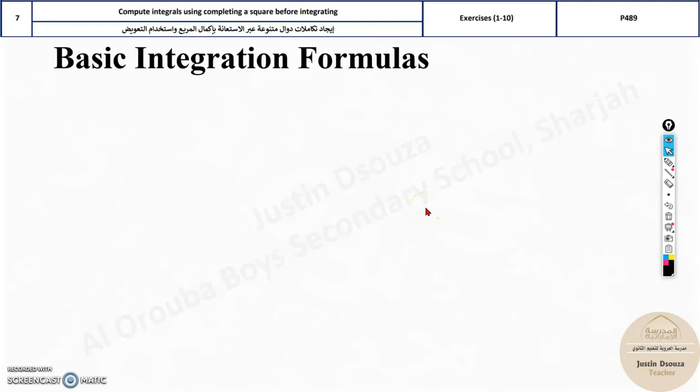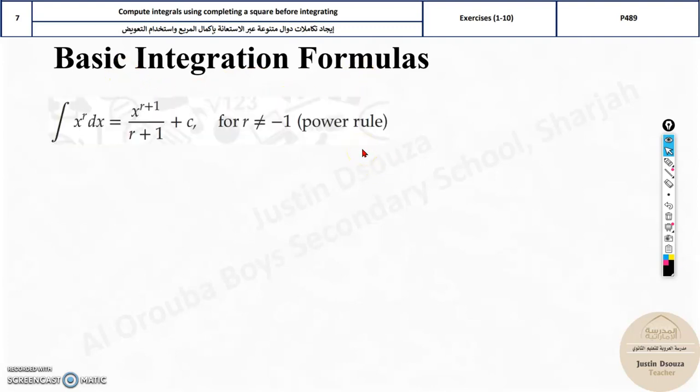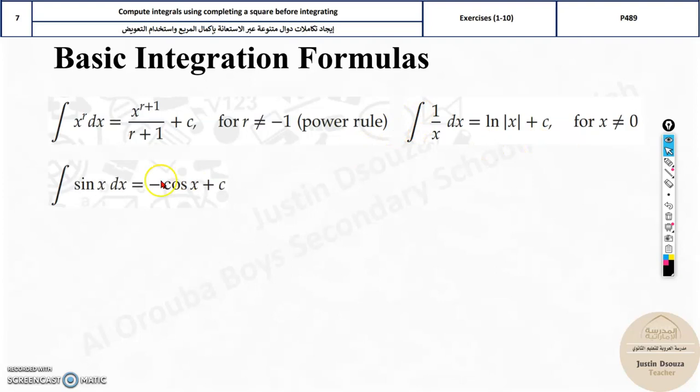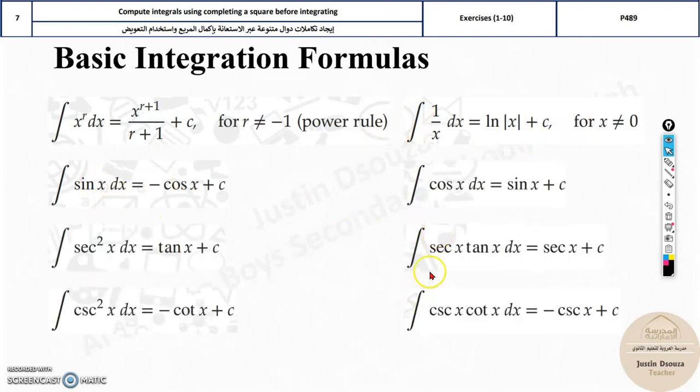Again, we are back to the similar topic. In fact, it's the same topic, not even similar. Only thing is, we will look into different types of problems in this. Basic integration formulas, we have already seen them: power rule, 1 by x, trigonometry functions. You can pause the video and go through them.